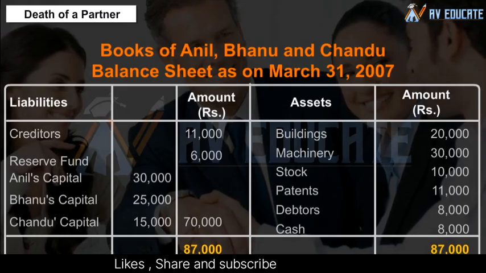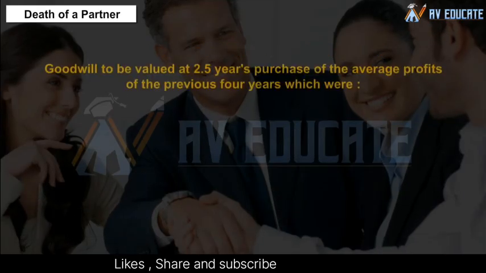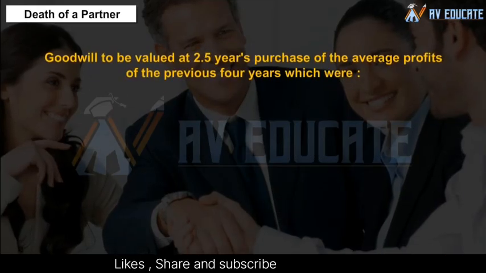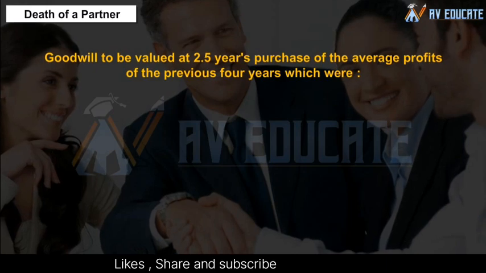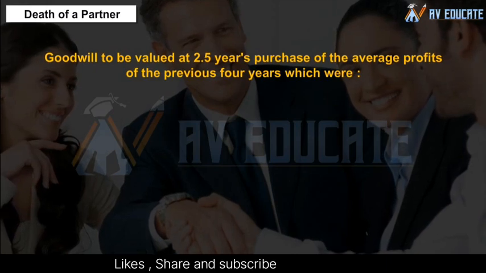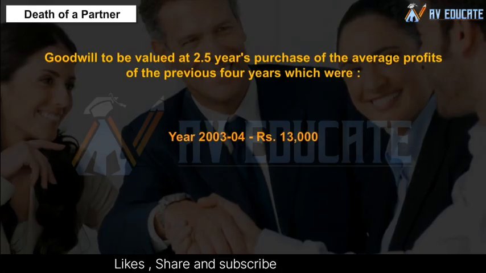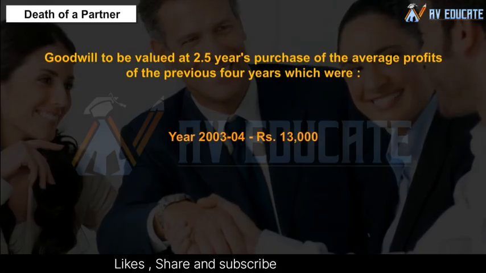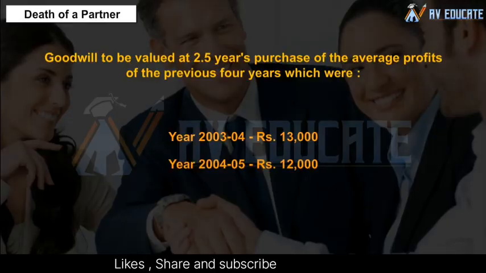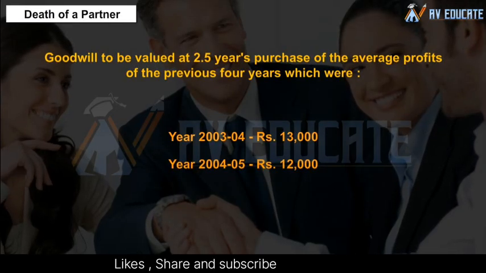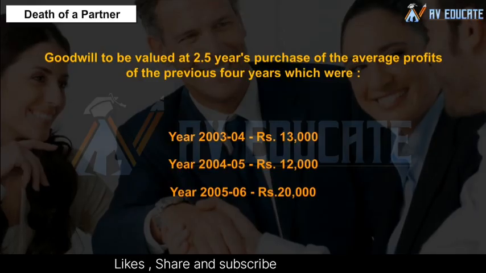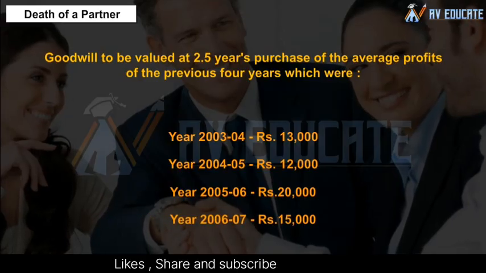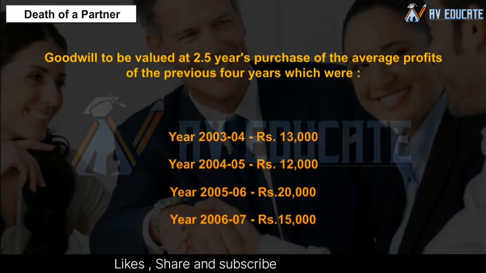It was agreed between his executors and the remaining partners that A. Goodwill to be valued at 2.5 years purchase of the average profits of the previous 4 years, which were: year 2003-2004, Rs 13,000; year 2004-2005, Rs 12,000; year 2005-2006, Rs 20,000; year 2006-2007, Rs 15,000.